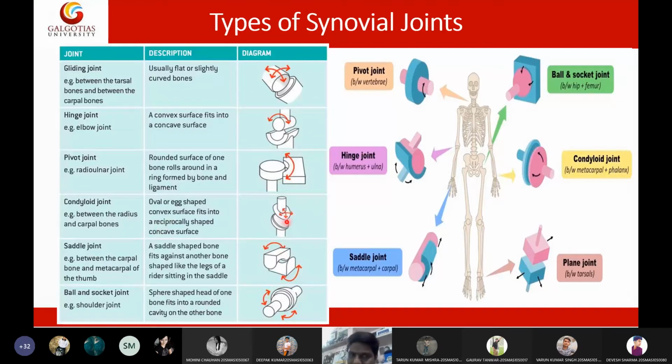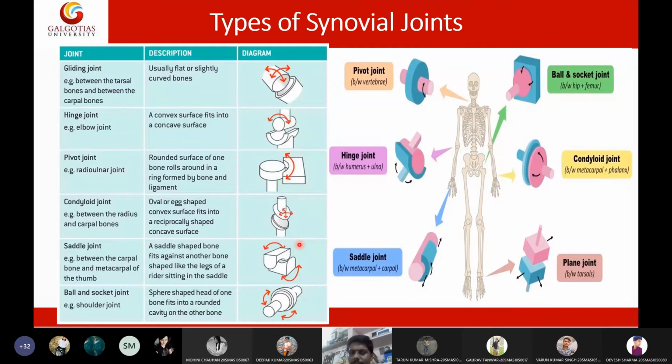If possible, you must draw a simple image of each and every joint with an example in the exam. I'm not stressing, but if you give a diagram of each and every joint, that looks fine. Okay, so these are the types of synovial joints we have in our body, and you just need to memorize them, students. I hope you got some idea about types of synovial joints.